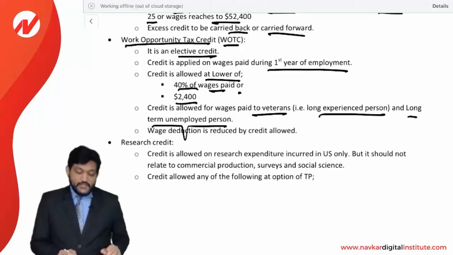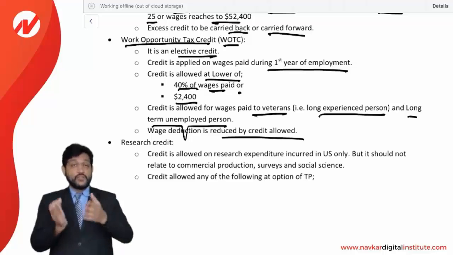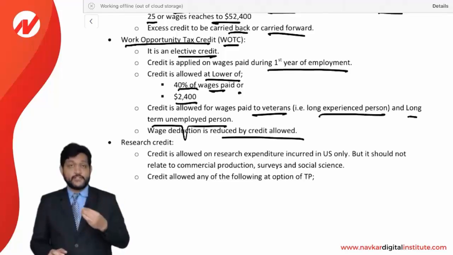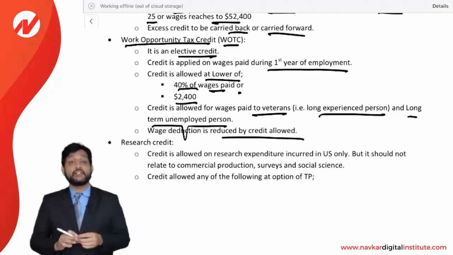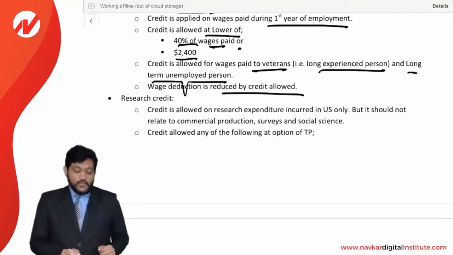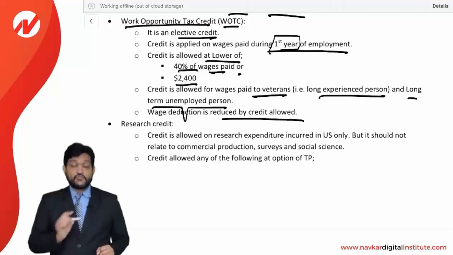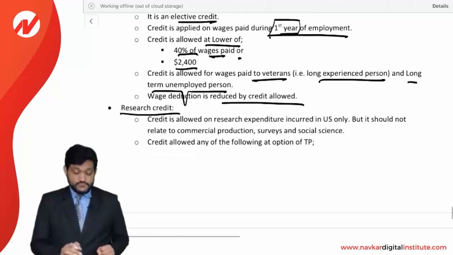Wage deduction is reduced by the credit allowed. Look at this. If you get a credit, then the wage deduction will be reduced. Let's say you paid wages of 1,000 and you got a credit of 400. Then your wage deduction will be reduced by 400. You will get a net 600 of wage deduction and 400 as a tax credit. So that option is given to you. But again, look at this. This is allowed only for the first year. Whatever wages you are paying in the first year of employment, only for that is the credit allowed, not for all the years.